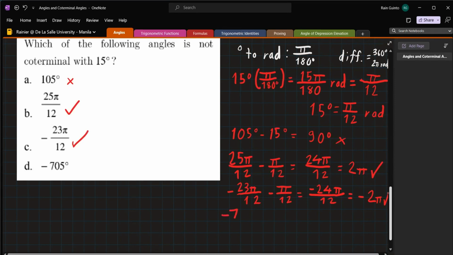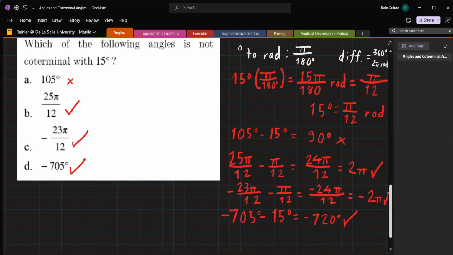How about negative 705 degrees? This one's in degrees, so we're going to use 15 degrees. Negative 705 degrees minus 15 degrees is equal to negative 720 degrees. And notice that negative 720 degrees is also a multiple of 360 degrees. So yes, it's also coterminal. That means that our answer for this question, since it is looking for the angle that is not coterminal with 15 degrees, would be letter A, 105 degrees.